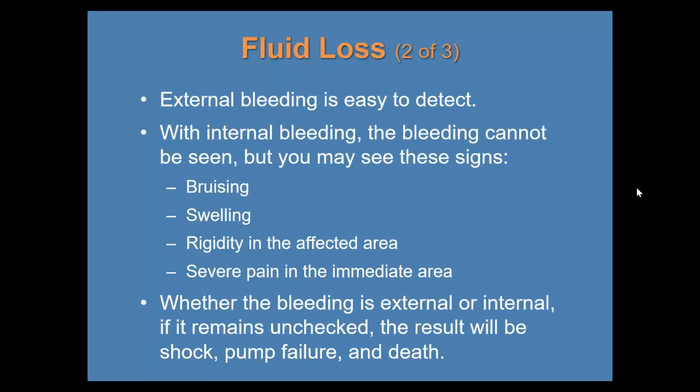So with internal bleeding, you can't really see it, but we can have bruising, swelling. Another big one is rigidity in the affected area. So especially for abdominal injuries, we can have a rigid abdomen. Okay, so we try to press on those different quadrants of the abdomen, and we run into a hard, rigid stomach. That's a good indication that there's some type of pressure buildup and blood loss. Severe pain in the immediate area could be any number of things, but when you have a rigid stomach, severe pain in the same area, and bruising, all right, that gives you kind of a localized indicator that there's probably going to be some internal bleeding, okay?